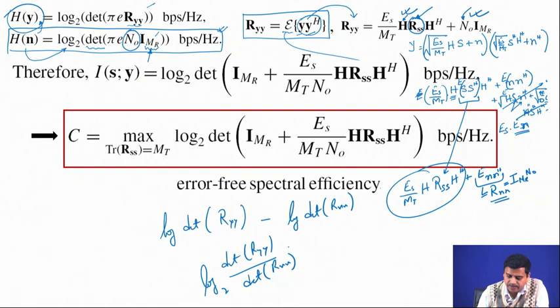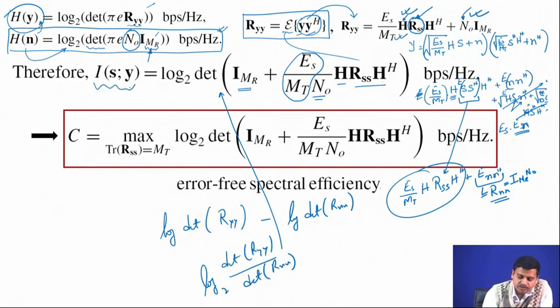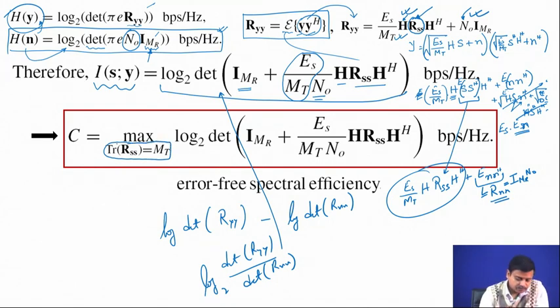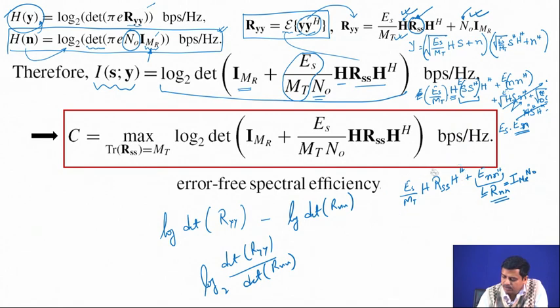If you expand this in terms of these expressions, you will end up with the expression over here where there is I Mr plus Es by Mt N naught H RSS H Hermitian, and therefore, you can state the capacity as the one which maximizes the mutual information, that is maximizes this entire expression over trace of RSS, or over RSS, with the constraint that trace of RSS is equal to Mt. So, that means the capacity expression, to make it look clean, we have as given there.